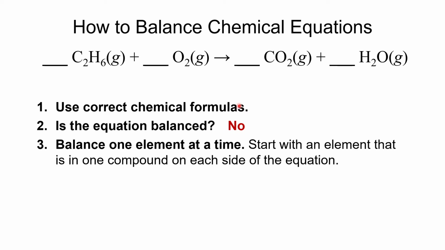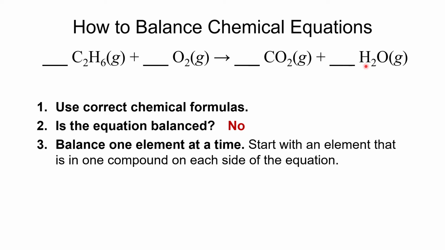In this case, I'm going to recommend picking an element that is in one substance on each side of the equation. So here you'll notice that carbon is only in one substance on the left, ethane, and it's only in one substance on the right. So carbon is a good choice. We could also pick hydrogen. Hydrogen is only in ethane on the left, and over on the right, it is only in water.